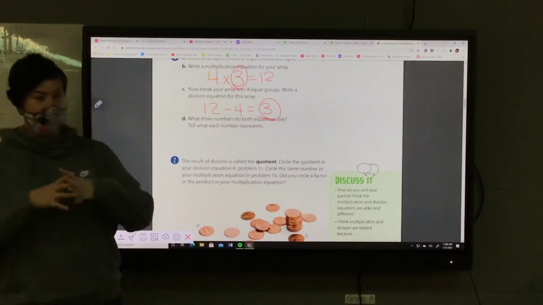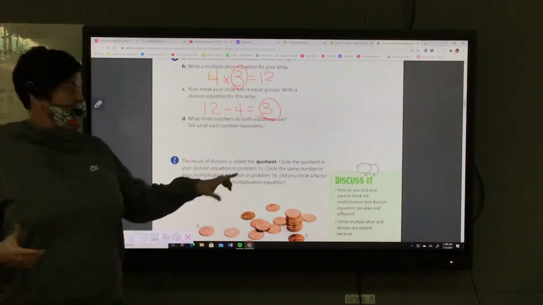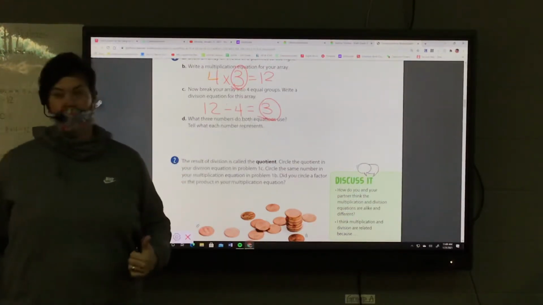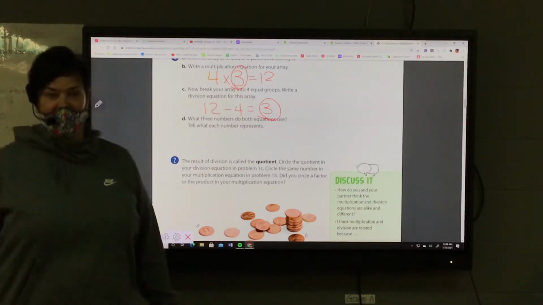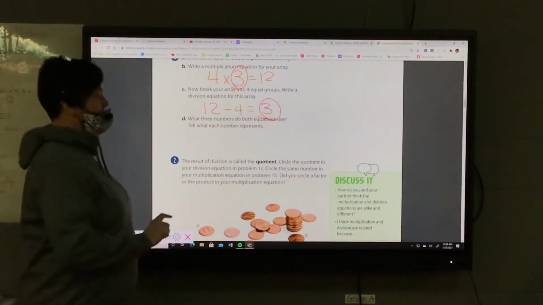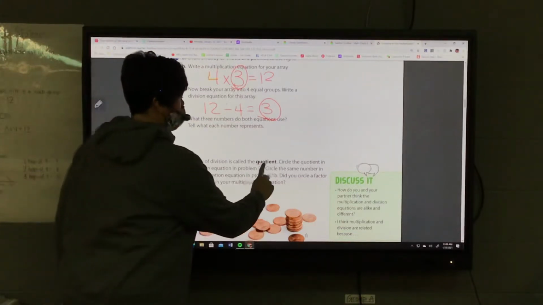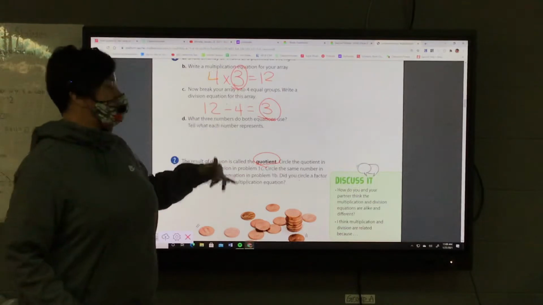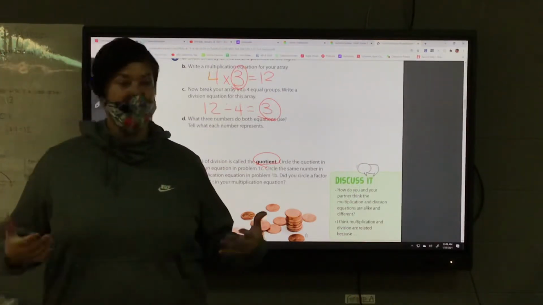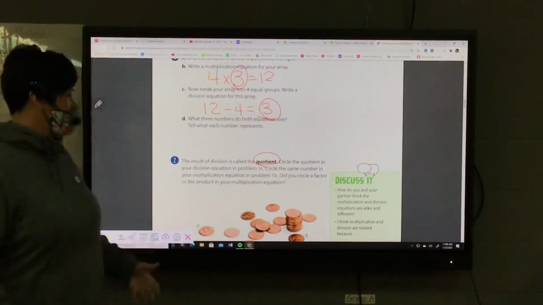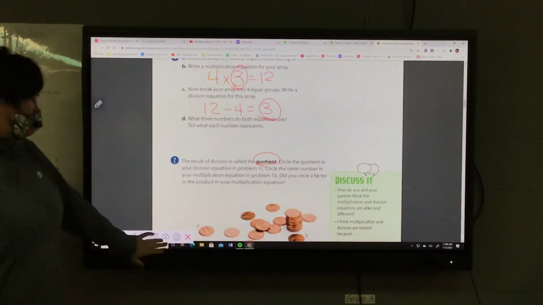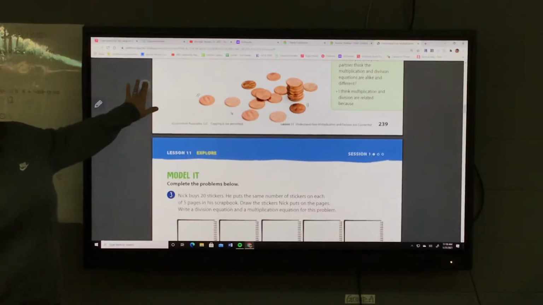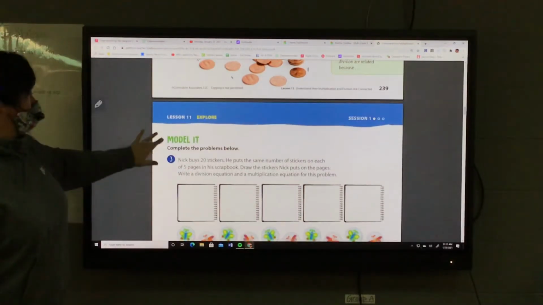All right. We have all these different words. What is the 3 in this division problem called? What is it called? Natalia? The quotient. And the quotient in a division equation is the answer. All right. Turn your page.